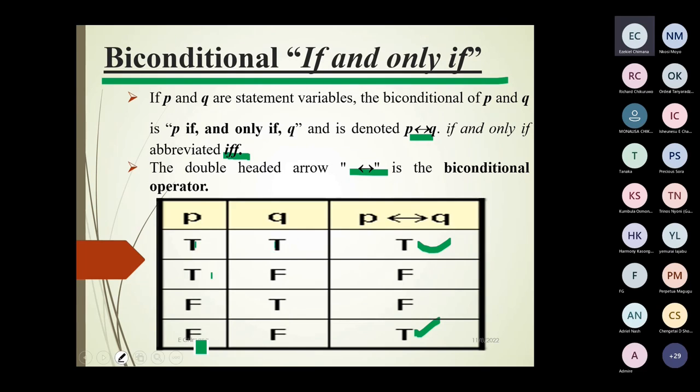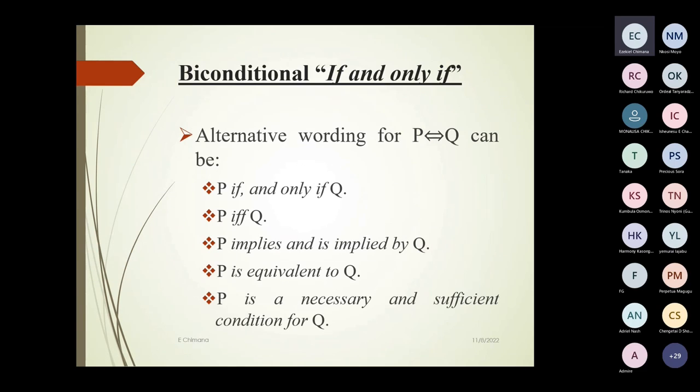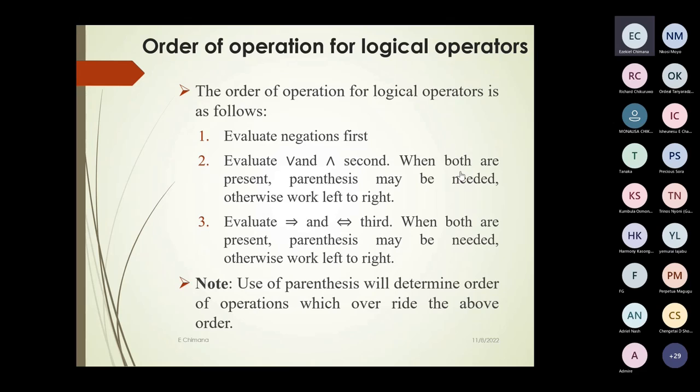Whenever you have a true and a false, that's when it is false for the if and only if part. So the biconditional if and only if, alternative wording for that can be P if and only if Q, or P if Q, or P implies and is implied by Q, or P is equivalent to Q, or P is a necessary and sufficient condition for Q. I don't know if there are questions here.